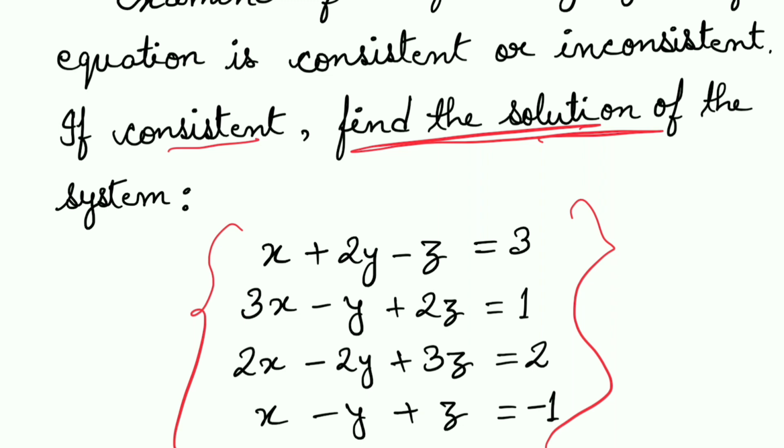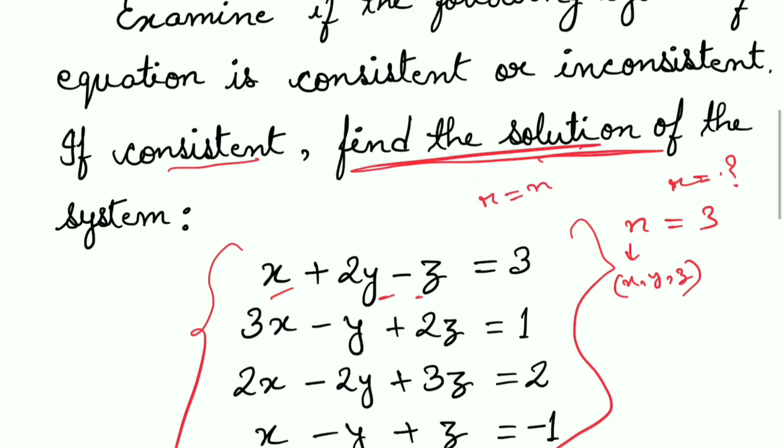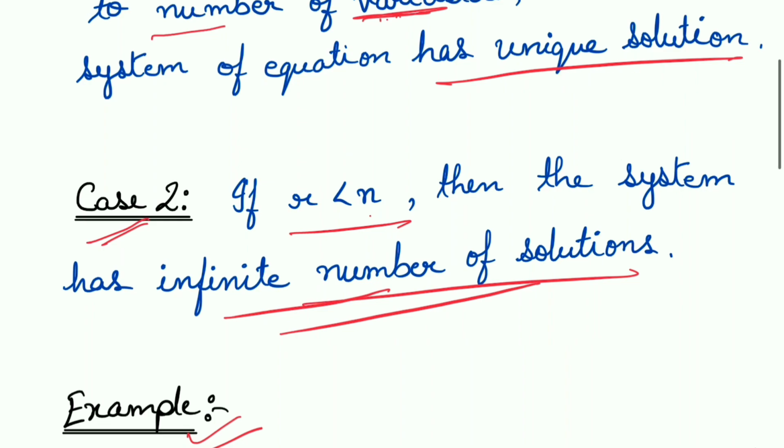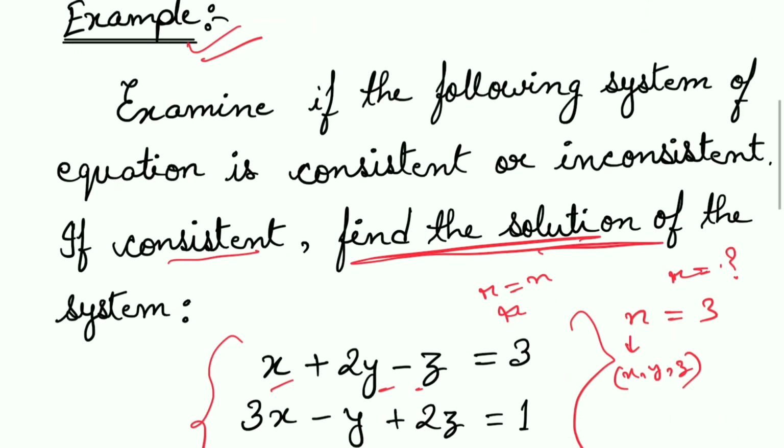Here, what is n? n is equal to 3. How 3? n means the variables x, y, z, so n is equal to 3. And now if this linear system of equations is of rank 3, it is of order 4 by 3, and if its rank is 3, then the system will have a unique solution, that is, it will have only one solution.